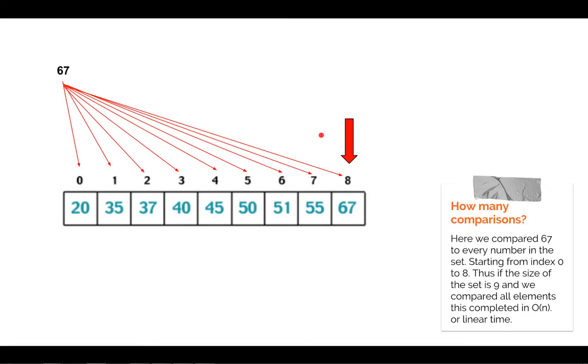And here's a visual representation of that. As you can see, we've had to do 9 comparisons. If 67 was at the beginning, then we'd only have to do 1, but at worst, we might have to compare 67 to the entire set before we find it. Or if it doesn't exist in the set, we'll have to do the exact same, a comparison with everything. That is why this sort of algorithm is O of n, not O of log n. This is linear time.